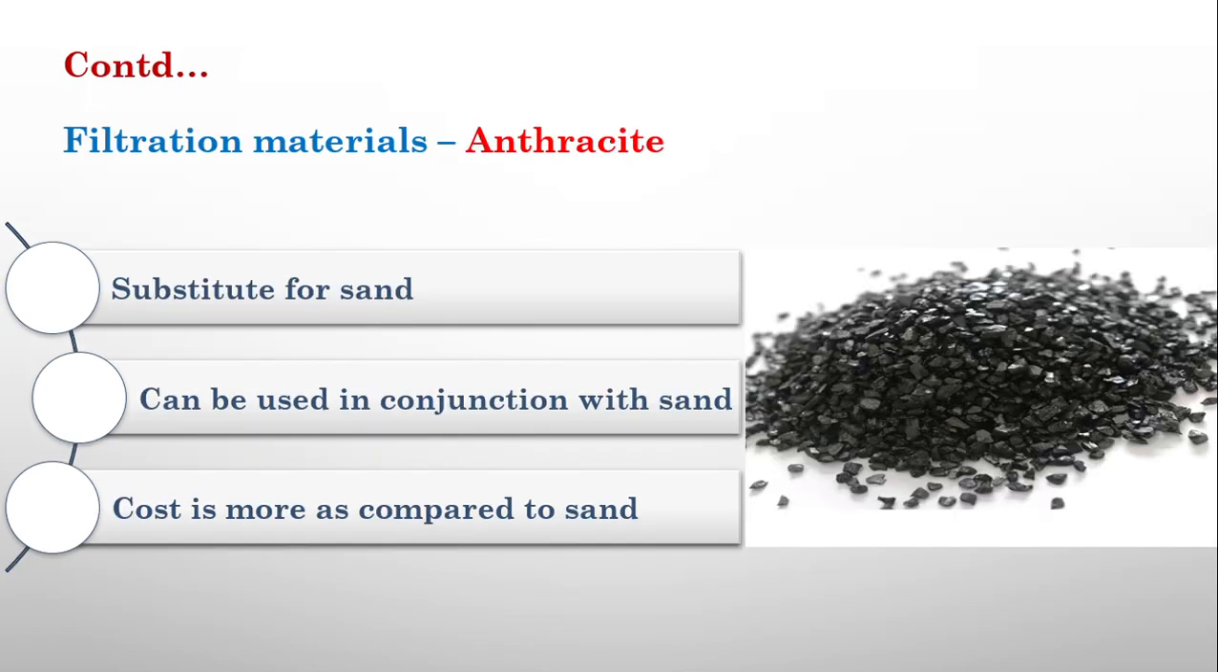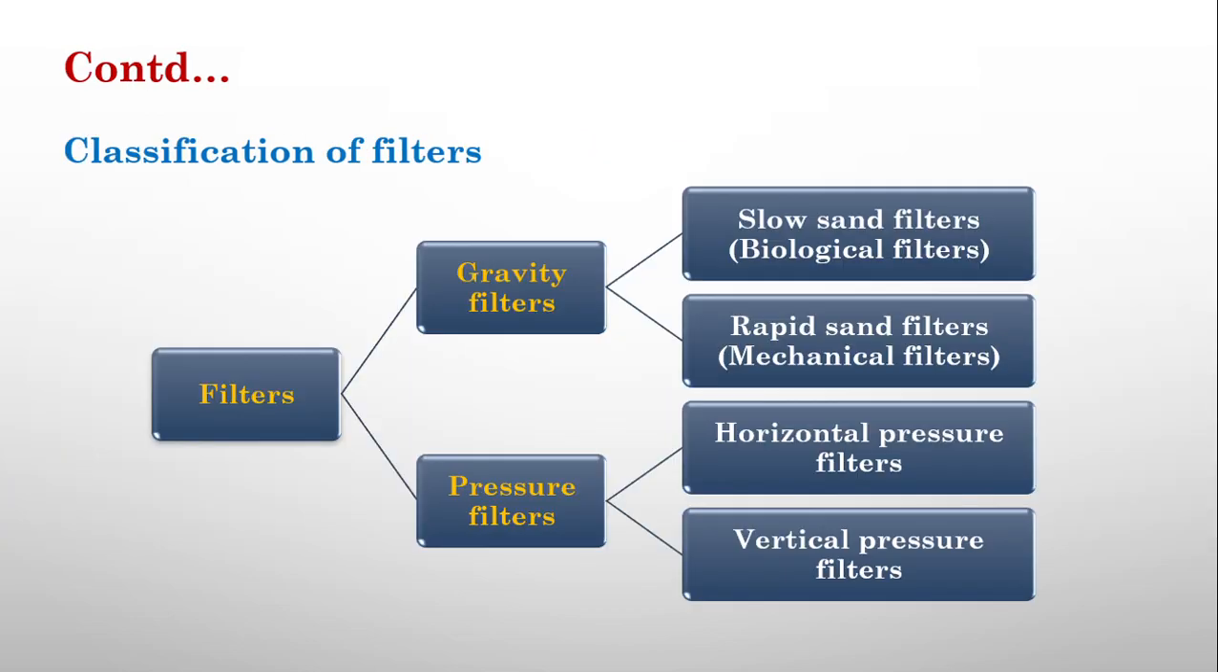Another filter material is anthracite. It is a substitute for sand. When sand is not available, we can use anthracite. This is actually very costly. So these are the materials which are used for filtering.